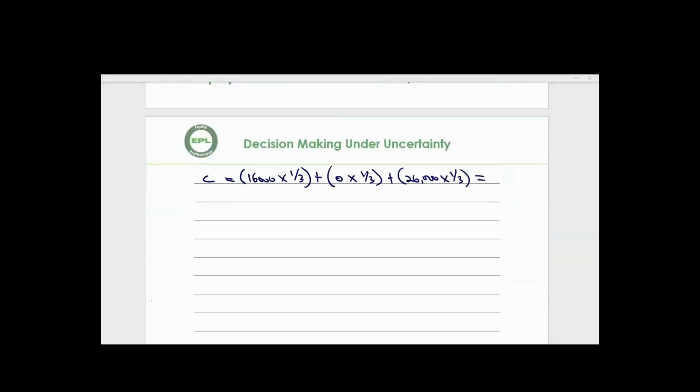Again, open a bracket, 16,000 divided by 3, close the bracket, plus open another bracket, 26,000 divided by 3, close the bracket. Press equal to. That's 14,000. 14,000 thousand. You don't have anything to do with the steady state: 0 multiplied by 1/3 will give you 0.